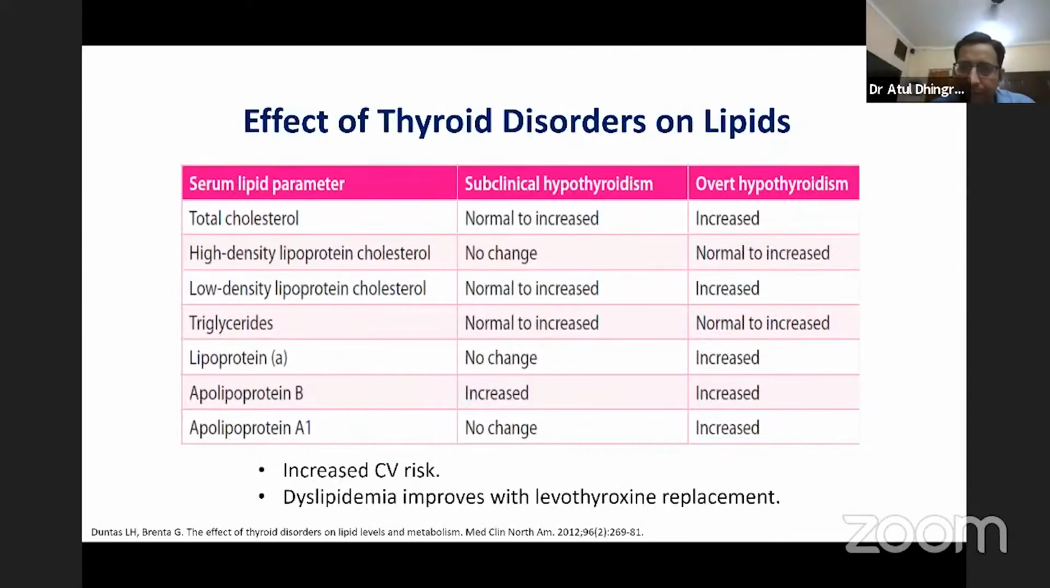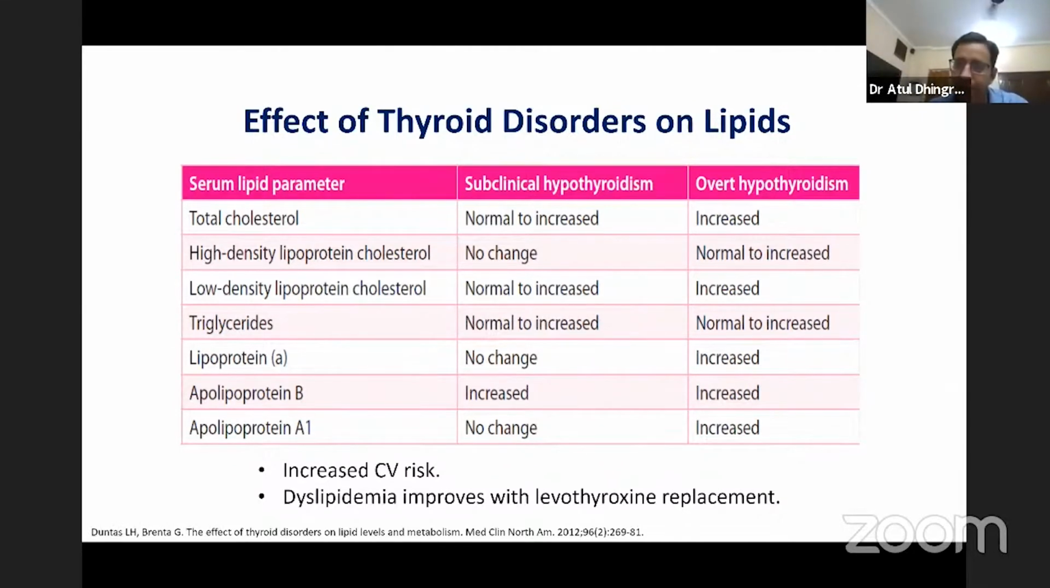So looking at the effect of thyroid disorders on lipids, if we look at the total cholesterol levels, like I told you, there is a graded increase in the levels of dyslipidemia once the disease turns from subclinical state to overt state. The total cholesterol is normal or maybe slightly increased in subclinical hypothyroidism, but it is increased in overt hypothyroidism. There is no change in HDL level in either state, or there is a slight increase in overt hypothyroidism. LDL, we know that it is increased, and I told you in detail why LDL increases in hypothyroidism. Triglycerides are normal.